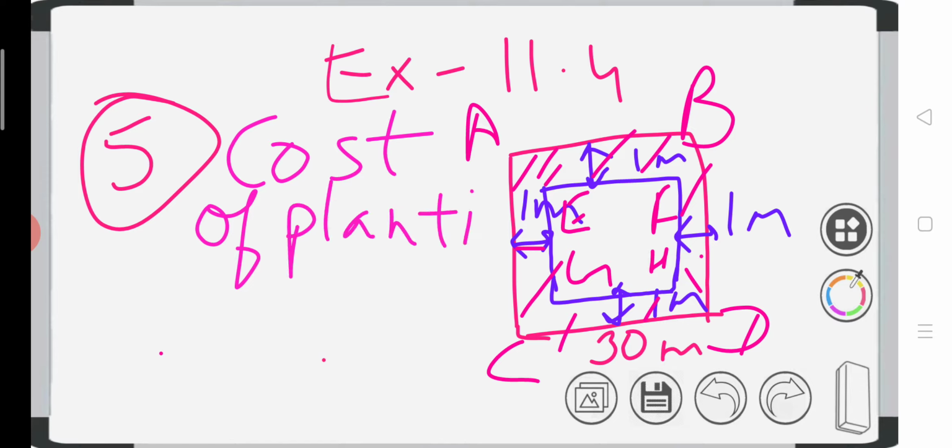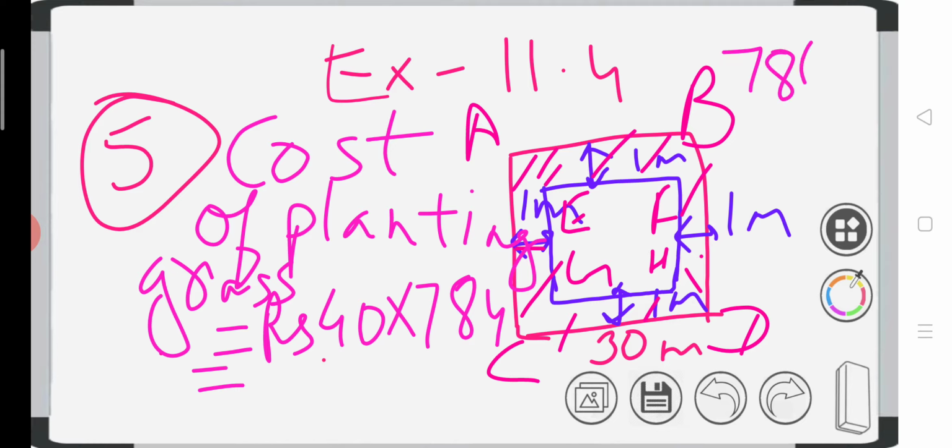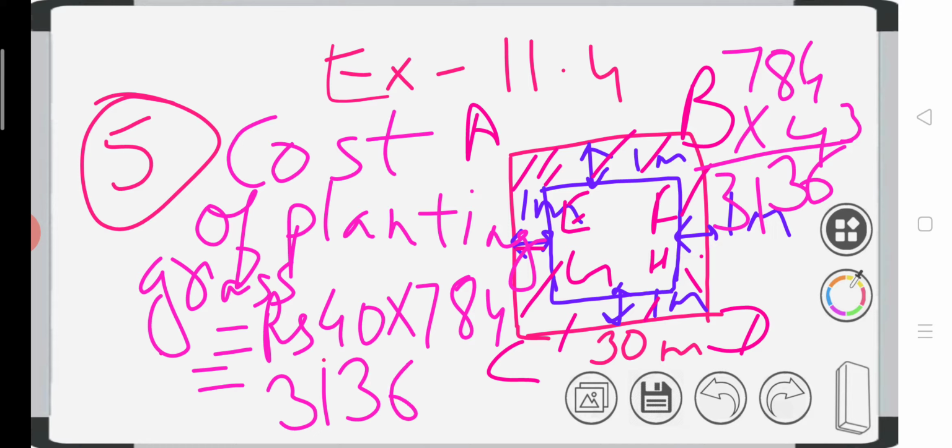So cost of planting grass will be Rs 40 into 784. So when you will multiply 784 and 40, 4 fours are 16, 8 fours are 32 and 1 is 33, 7 fours are 28, 29, 30, 31. So answer will be 31360. It is in Rs.